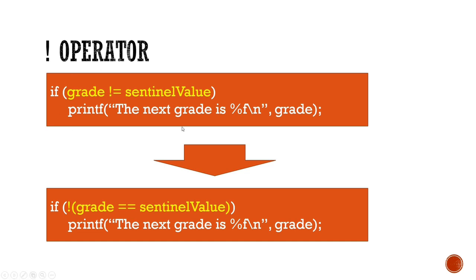So consider this example. You have if grade is not equal to the sentinel value. Usually we use negative 1 for the sentinel value. If this is not equal to negative 1, it is going to perform this statement. But if it is equal to the sentinel value, it is going to skip this statement. You can write this process also like this. You have to equal first your grade to the sentinel value, then you can now invert the process. These two are the same.